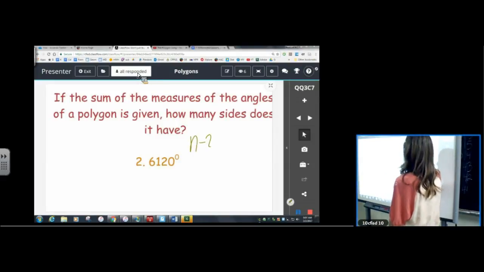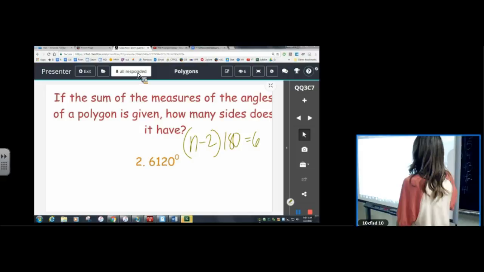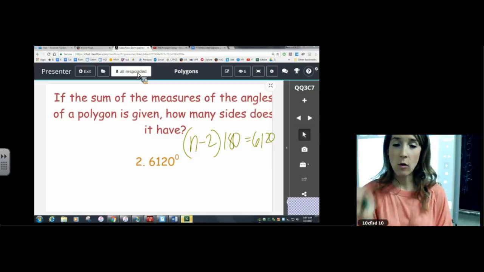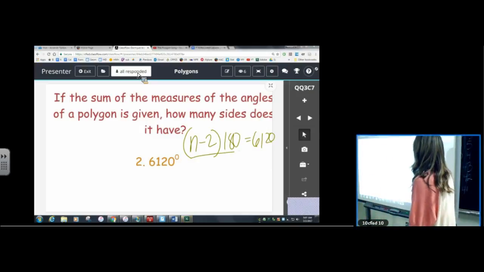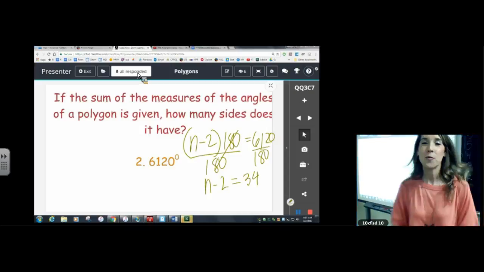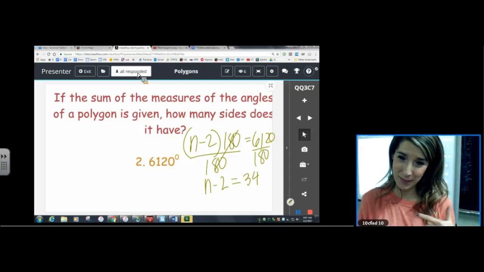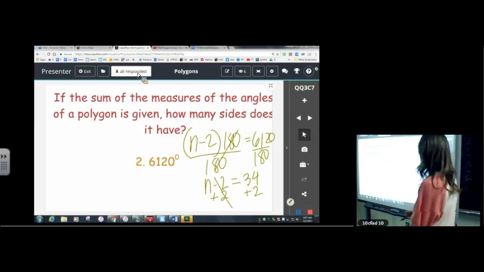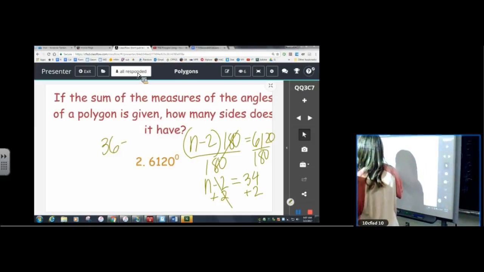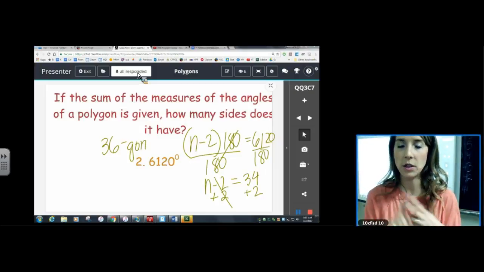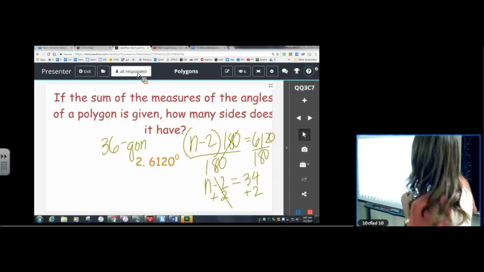So we know our formula is (n minus 2) times 180, and that is equivalent to the sum of the angles. Now, order of operations says we have to divide by 180 first to solve. We get n minus 2 equals 34. When you're solving for a variable, you do the opposite of what's being done to it. So be careful. The opposite of minus 2 is plus 2. And the answer to the problem is a 36-gon. A lot of answers I see that are wrong on the quiz are 32 and 34. You forget to add the 2, so be careful on that one.